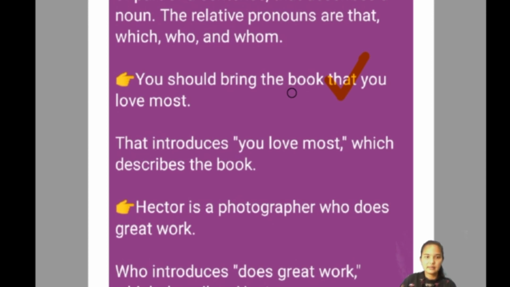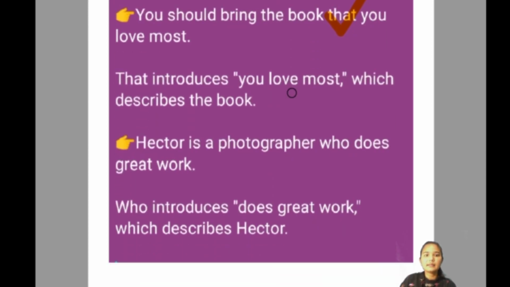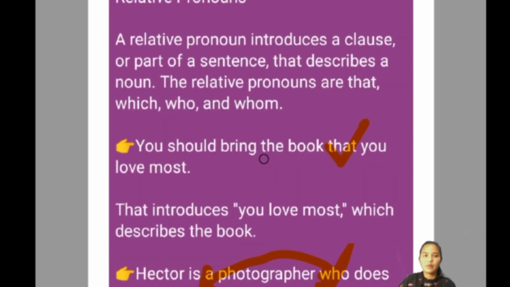Right? An actor is a photographer who does great work. Who introduces "does great work." What can we understand with this who? It's the actor only, but here we are using this pronoun for the actor. Okay, it was all about relative pronouns.